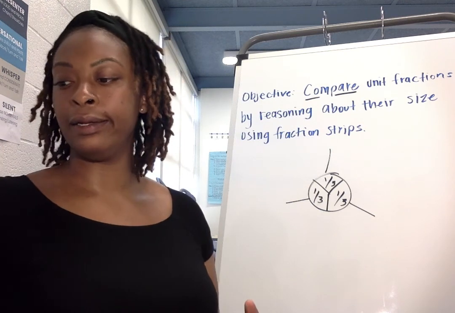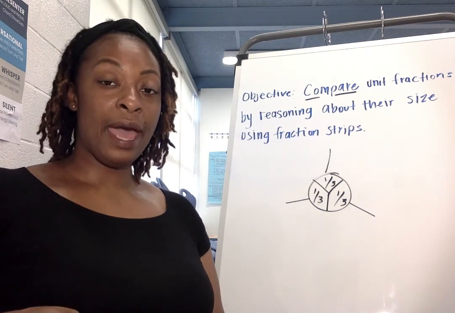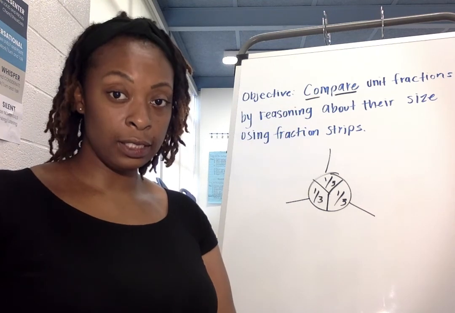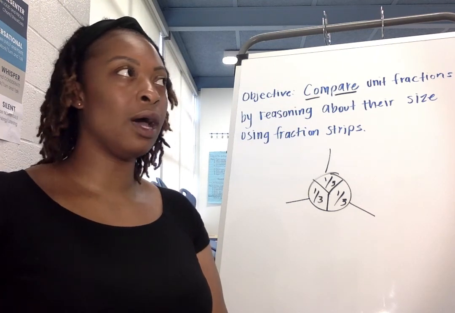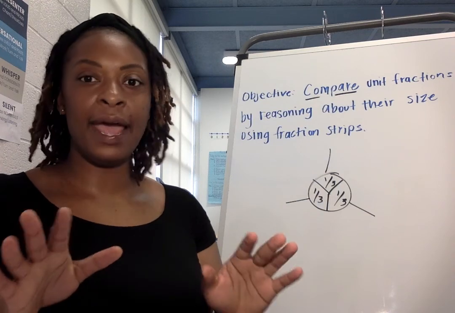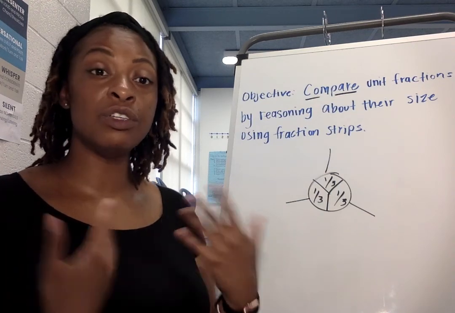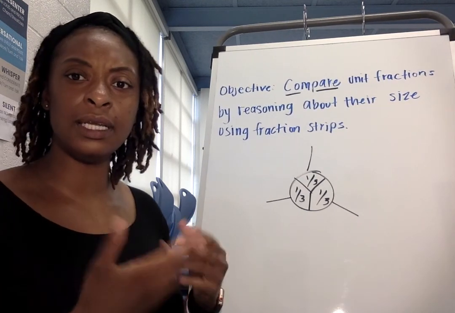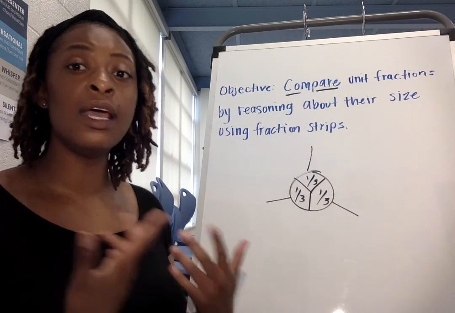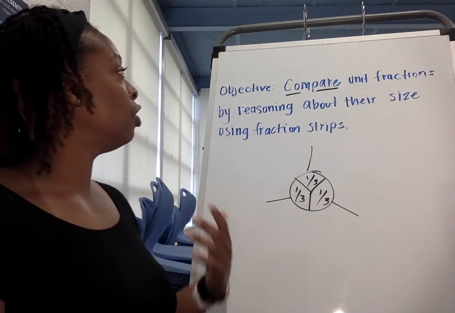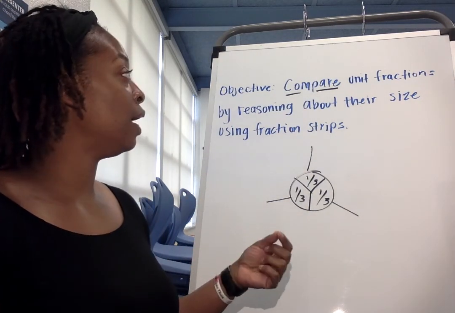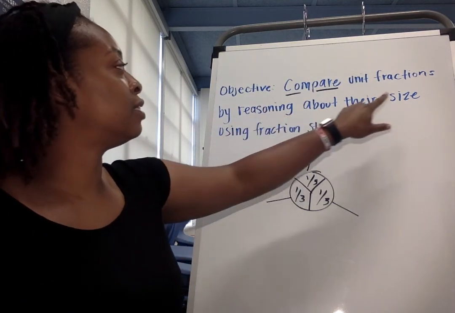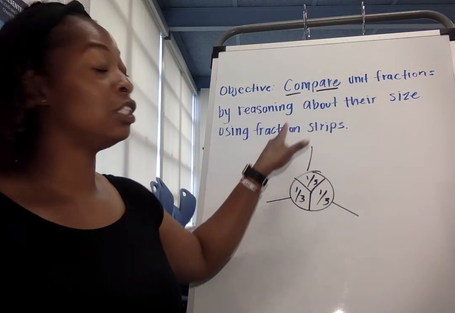So with lesson 10, we have an objective that I want to break down because now that you all understand fractions, we're going to be doing different, almost like different activities with fractions. And so today we're going into comparing. So we're looking at the similarities and differences between the different fractions that we're working with. So your objective is to compare unit fractions by reasoning about their size using fraction strips.